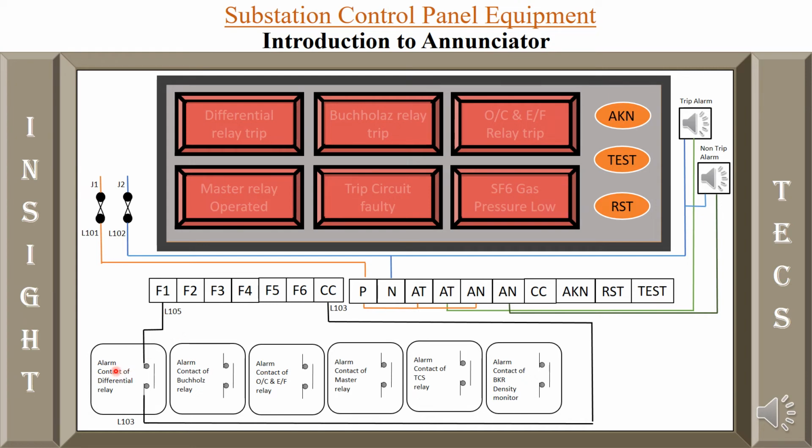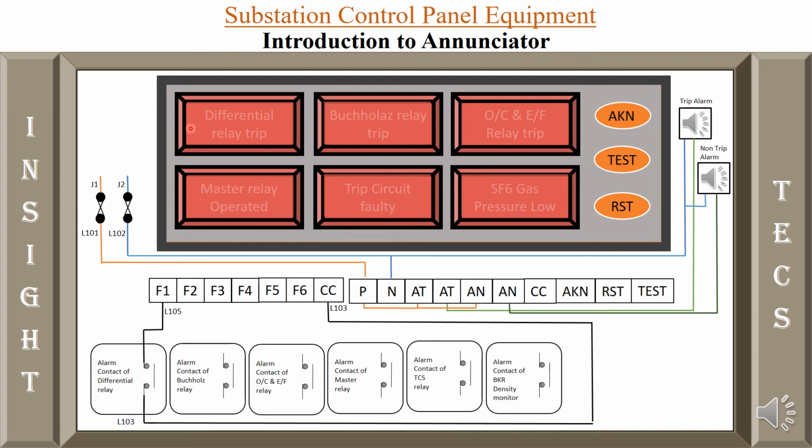You have to understand that the contacts used over here are NO contacts. These are normally open. But whenever there is a tripping due to the differential relay, this contact will be short circuited. The circuit will be completed between F1 and CC, and due to this the differential relay trip window will be glowing. That's how from the differential relay you will get an indication in the annunciators inside the control room.